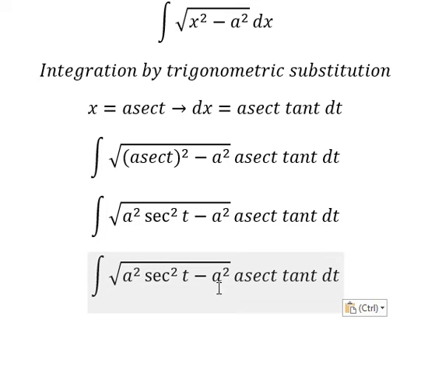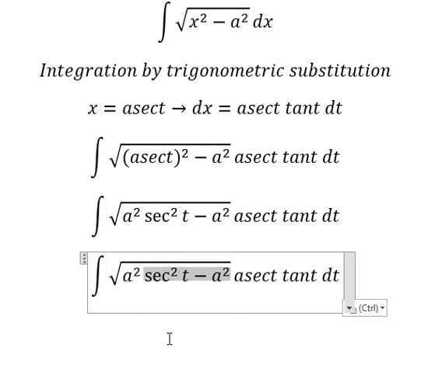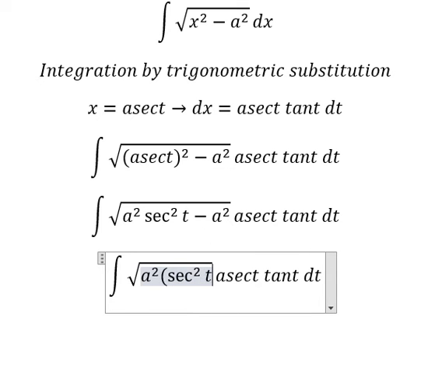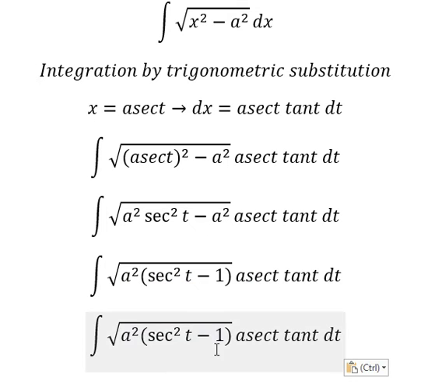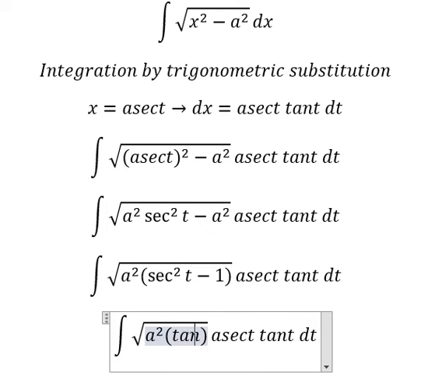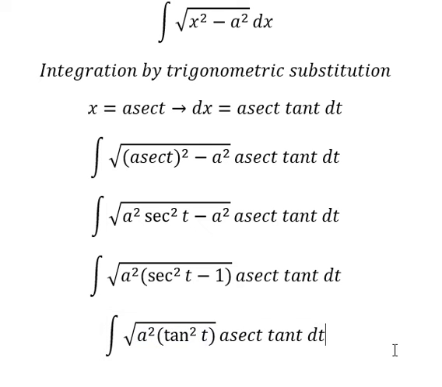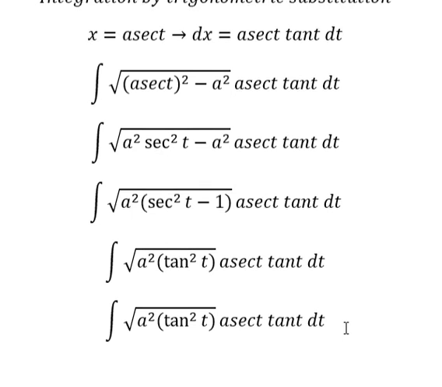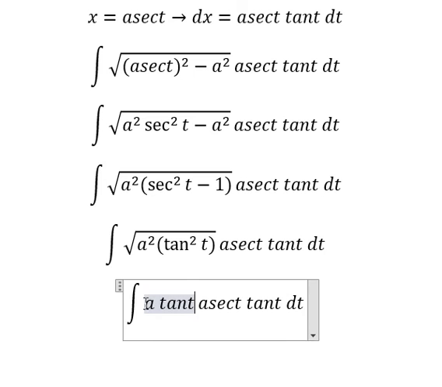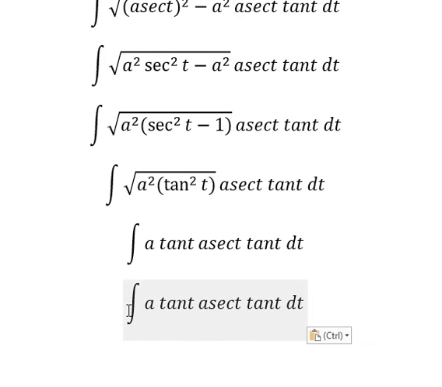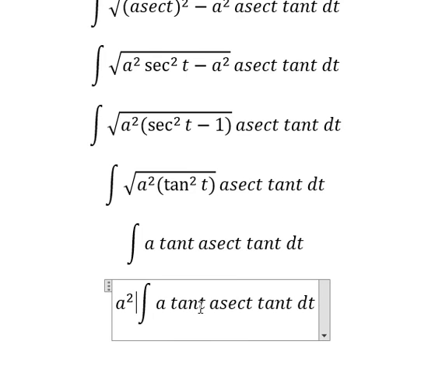So a square, we can do factorization. This one we get tan t square. The square root of a square tan t square, we have a tan t. So a and a, we have a square tan t, we have tan t square.